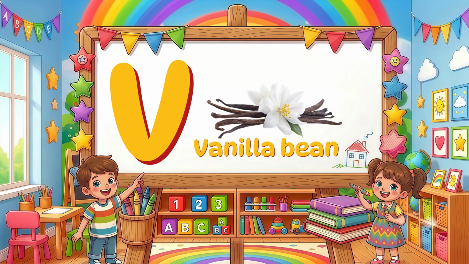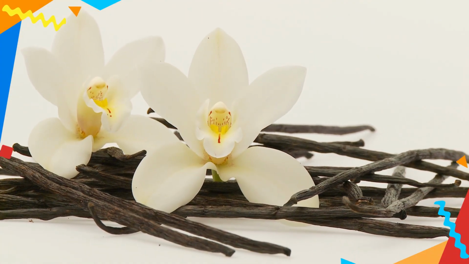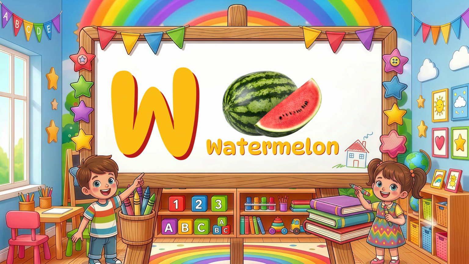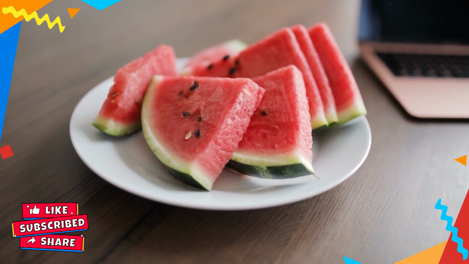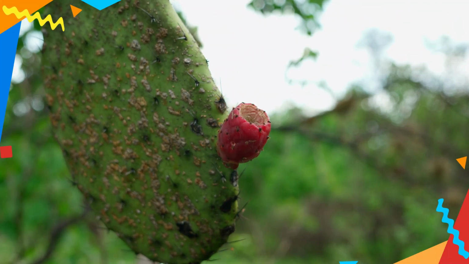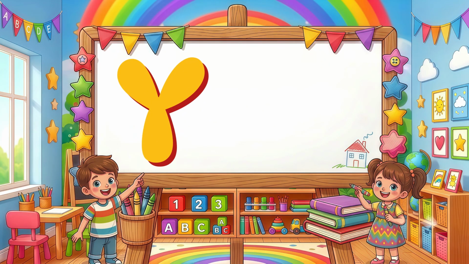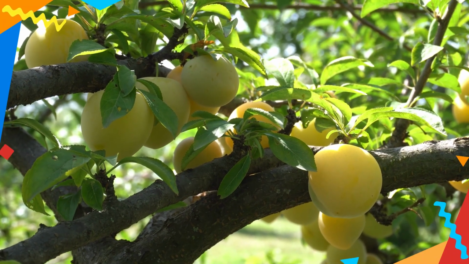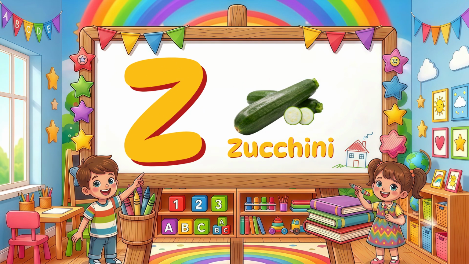V is for vanilla bean, W is for watermelon, X is for zoconosyl, Y is for yellow plum, Z is for zucchini.